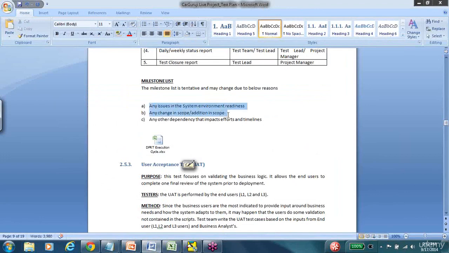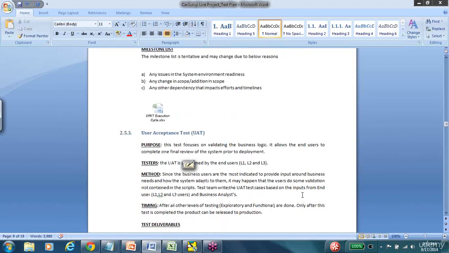Now, before we move away from the milestones, this section needs a little bit of consideration. It says that any issues in the system environment readiness, if scope changes, if any other dependency comes up, then this is going to impact the effort and timelines. So what we are communicating ahead of time is that even though we are setting up certain timelines and certain dates to do a certain task, this might change because of the following reasons.